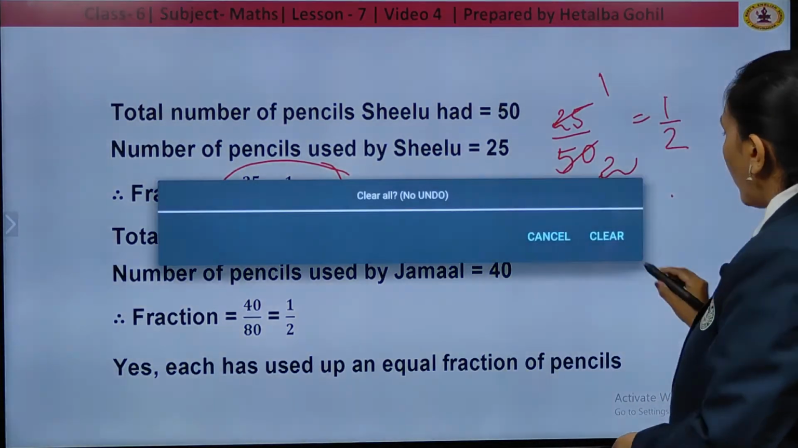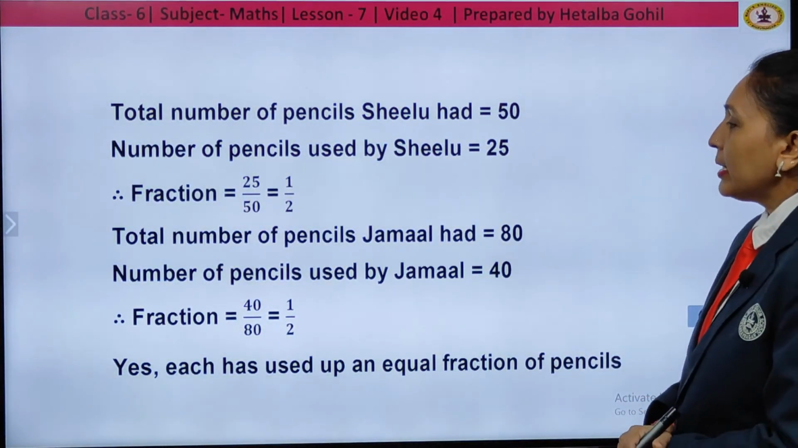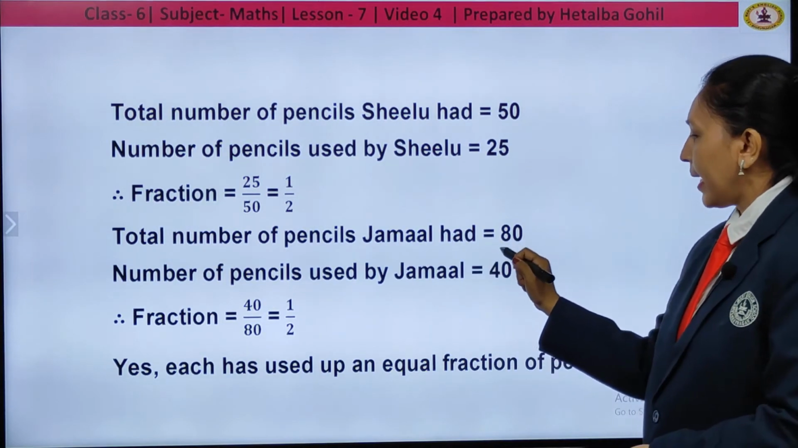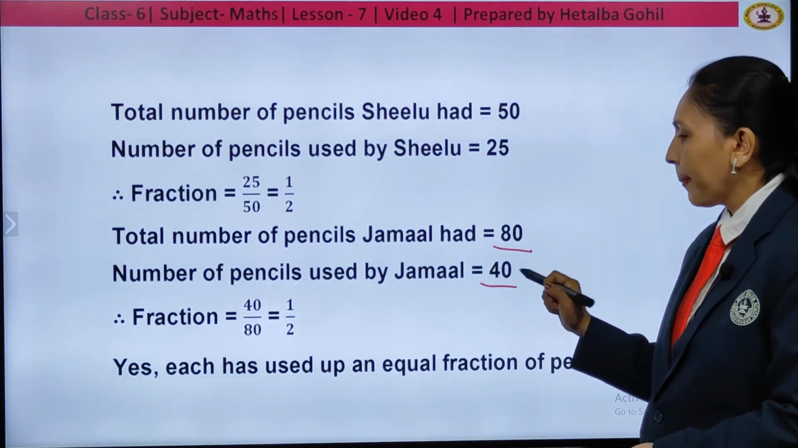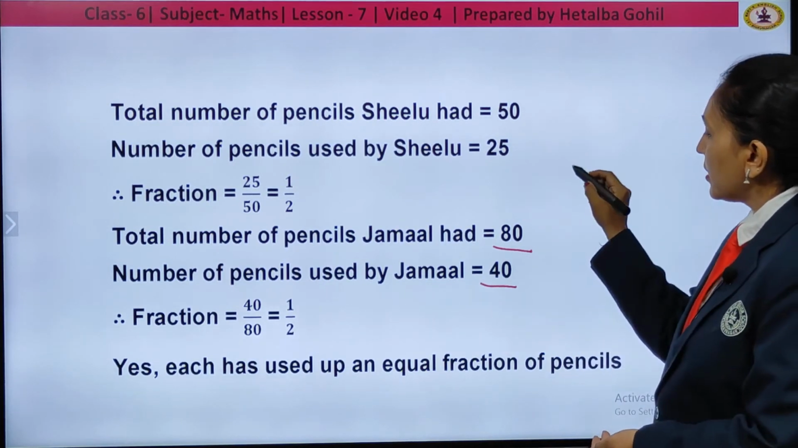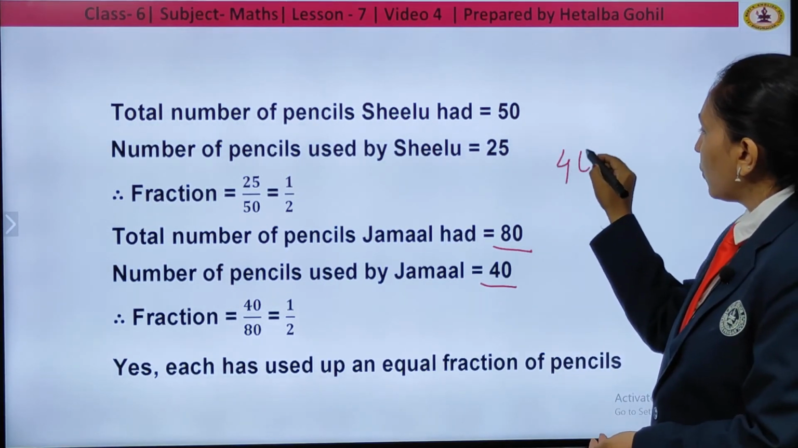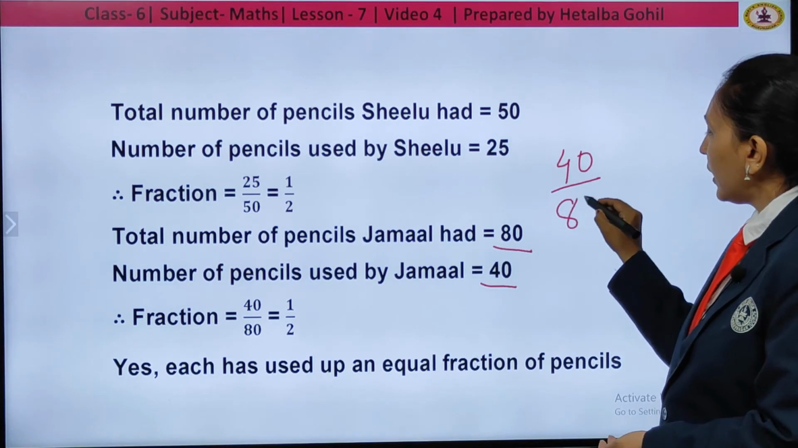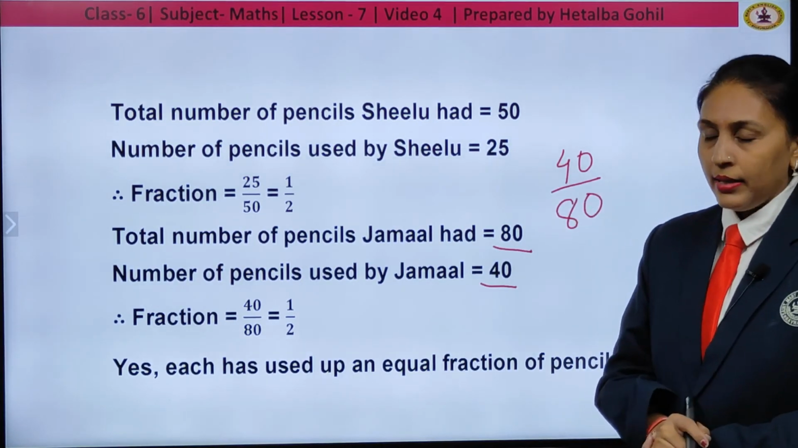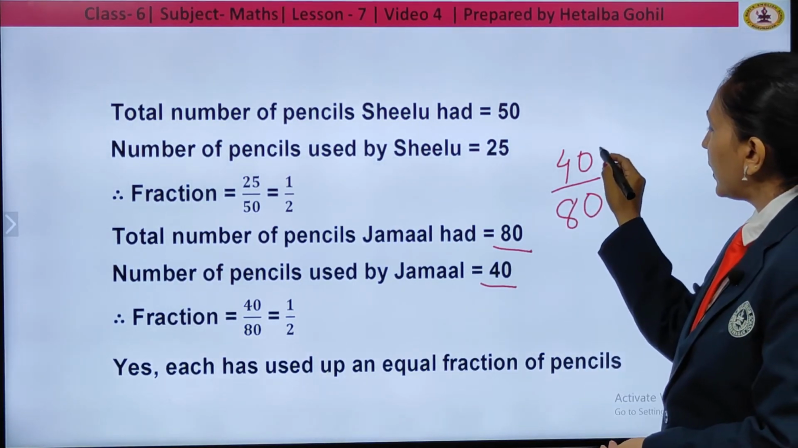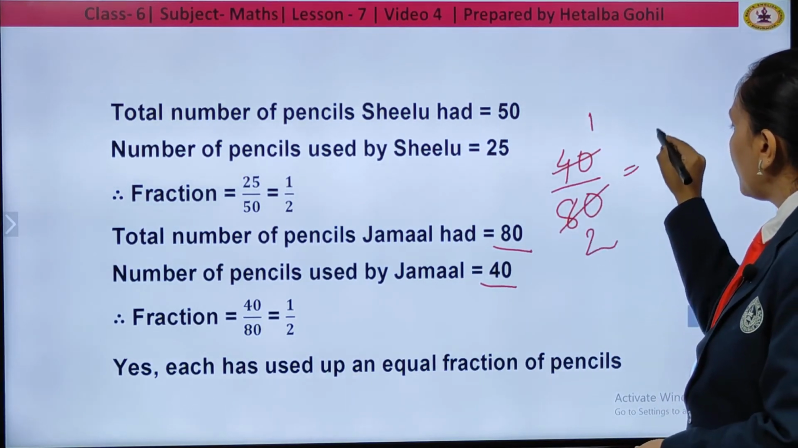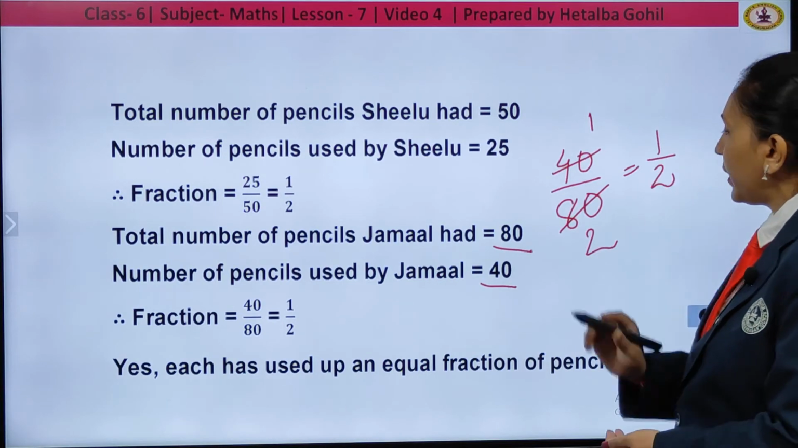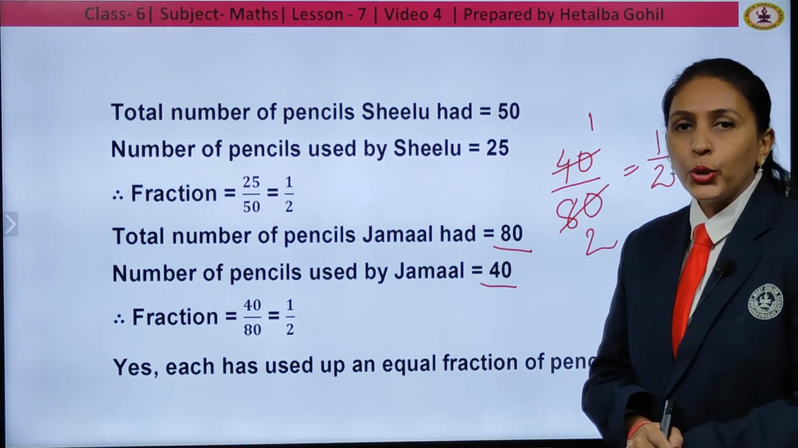Now let us see what about Jamal. Jamal had total pencils as 80. The pencils used by him was 40. Okay, so the fraction that we have here is used up 40 upon total, that is 80. Now if I simplify, that is I put it in the simplest form, 40 1s are 40, 40 2s are 80. That means I will get the simplest form of it as 1 upon 2.